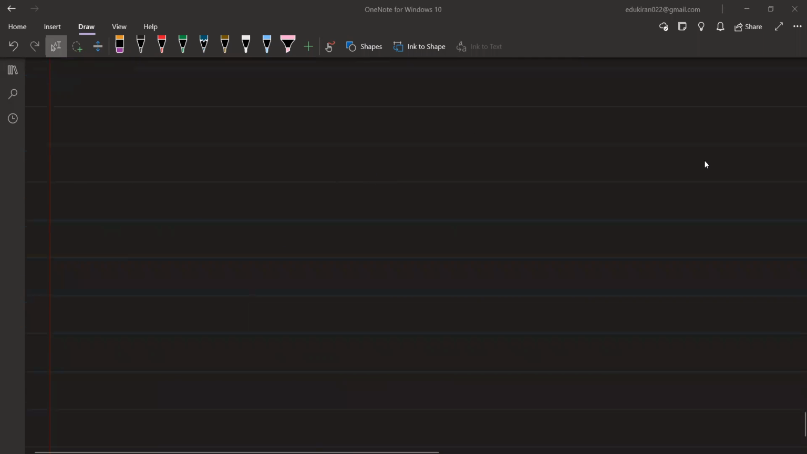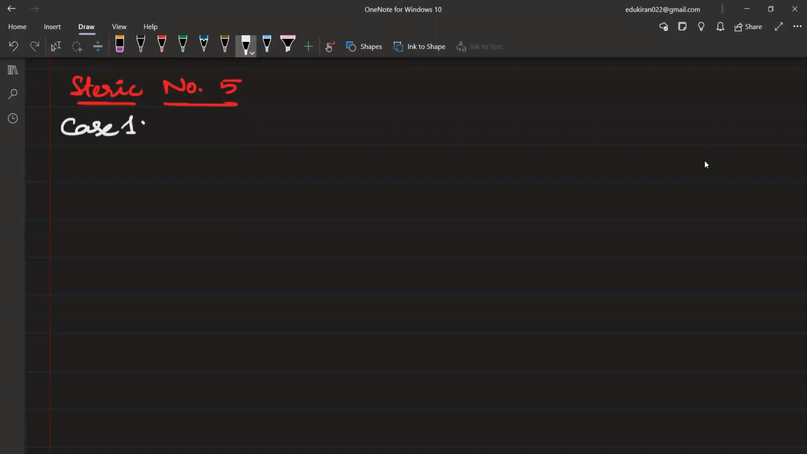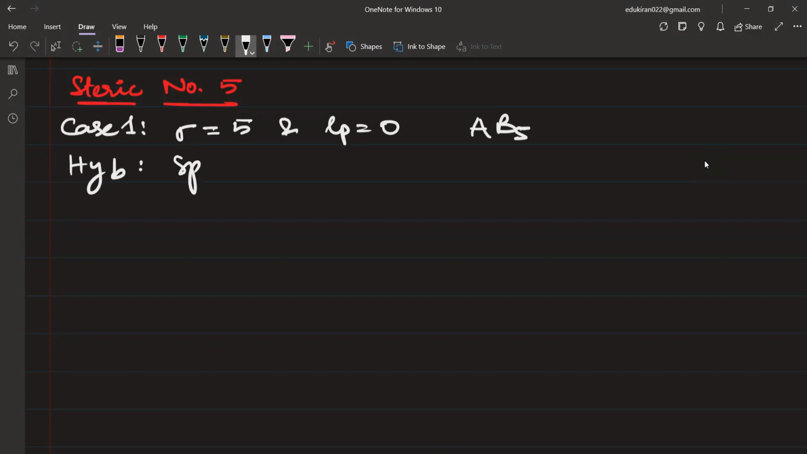Okay. Now we will move on to the steric number 5. Right? Steric number 5. Now, in this case, we are going to take a simple case. Case 1. Sigma bond is going to be 5. And lone pair is going to be 0. My dummy molecule is going to be AB5. The hybridization is going to be what? sp3d.